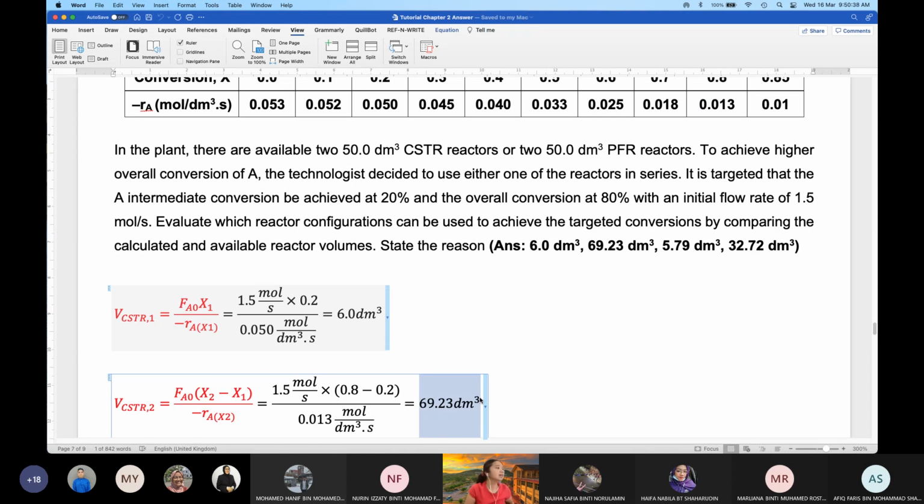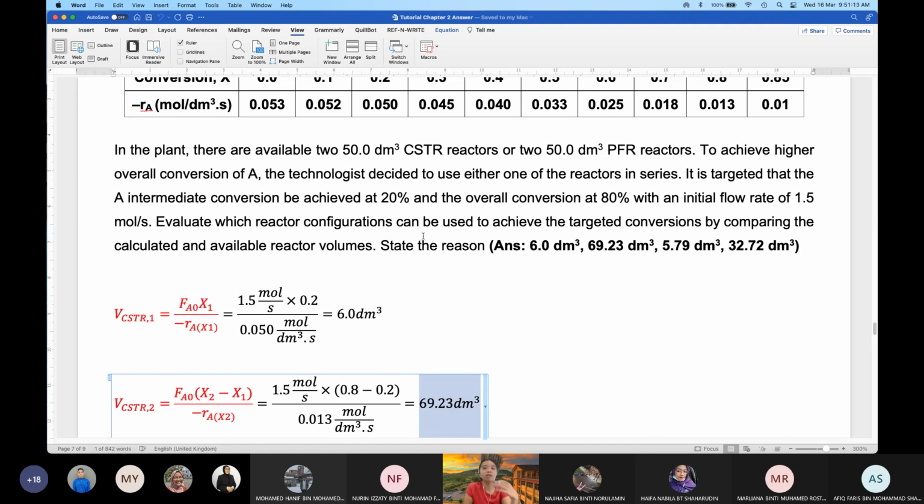Okay, so maybe you wonder, the first reactor volume is small, but why is the second reactor volume big? Okay, logically, the first reactor only needs to achieve 20% conversion. The second reactor needs to achieve conversion from 0.2 to 0.8. You can see the gap of the conversion it needs to achieve in the second reactor is very big. So when the gap is bigger, naturally the volume needed will be bigger because I need to convert a bigger conversion.